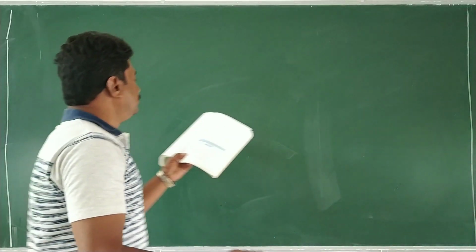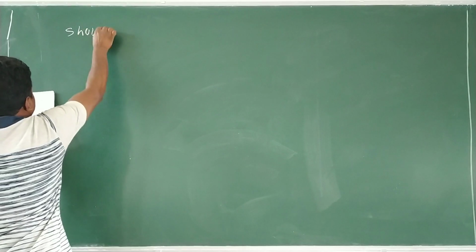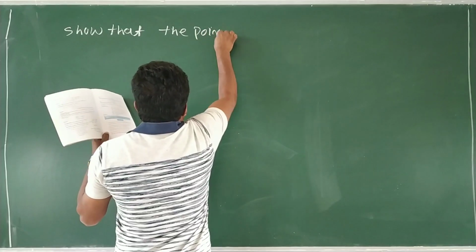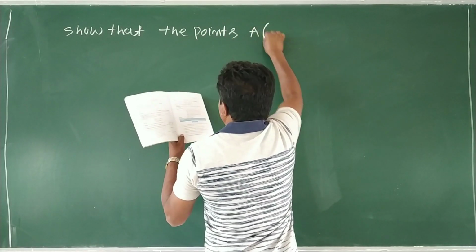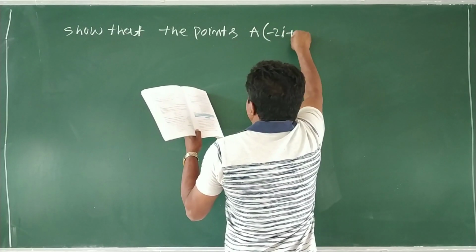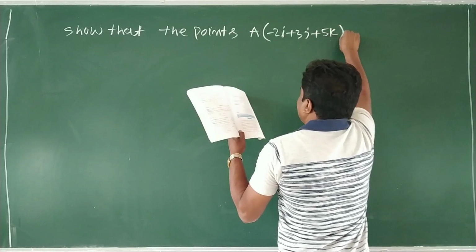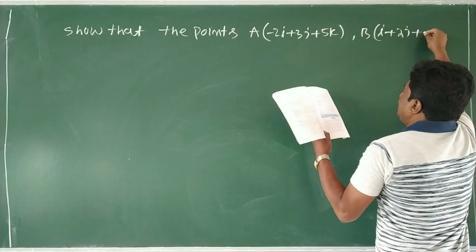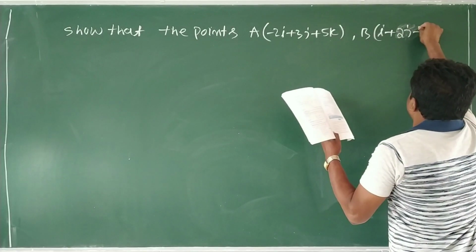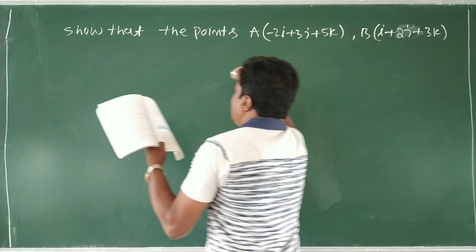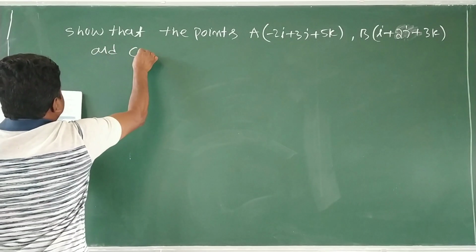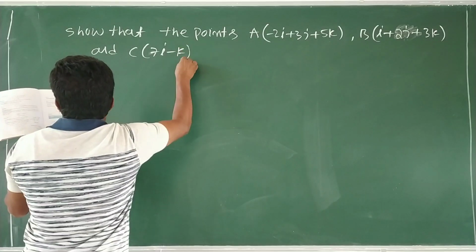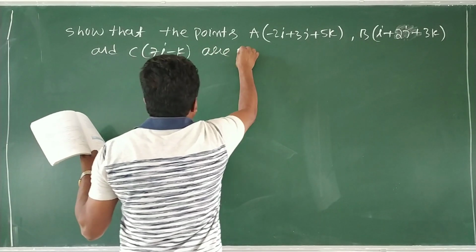So let us solve this question. First question, show that the points A (minus 2i plus 3j plus 5k), B (i plus 2j plus 3k), and C (7i minus k) are collinear.